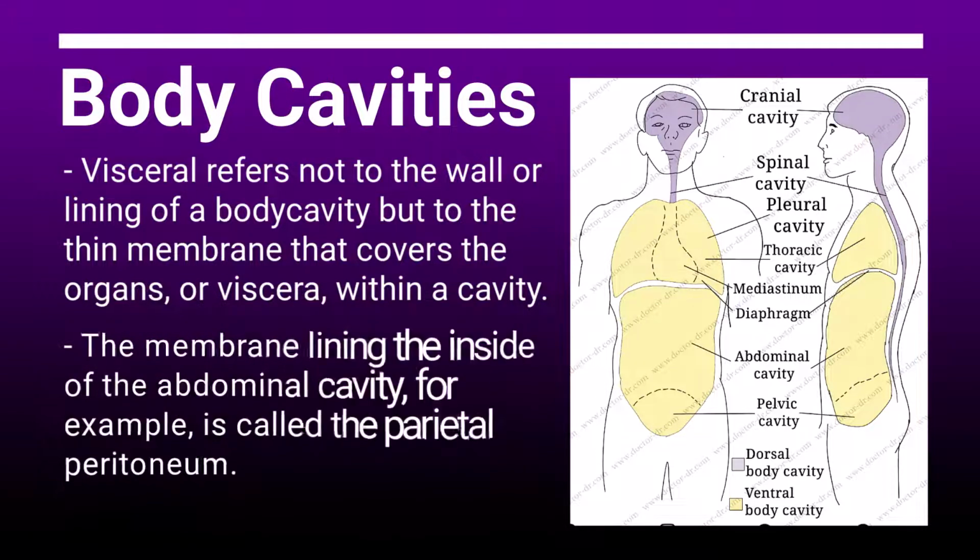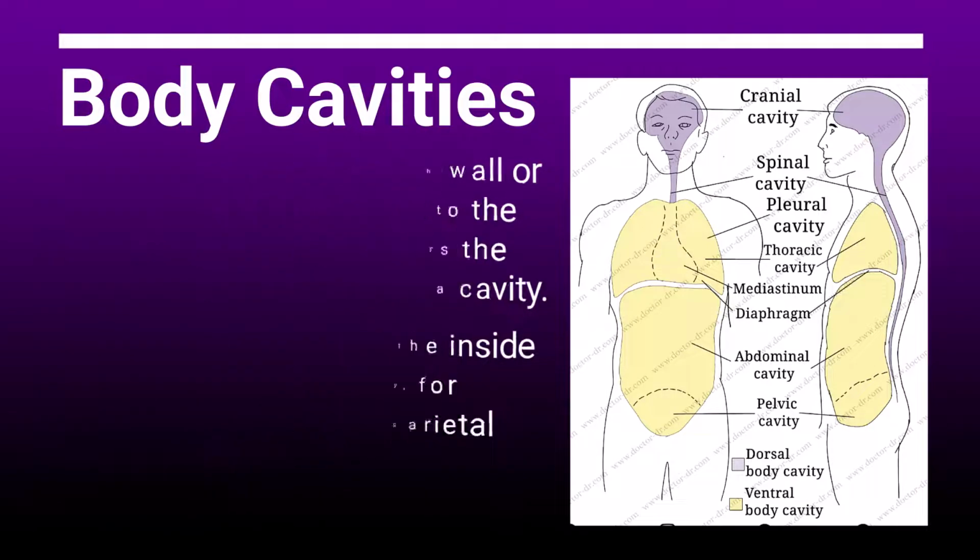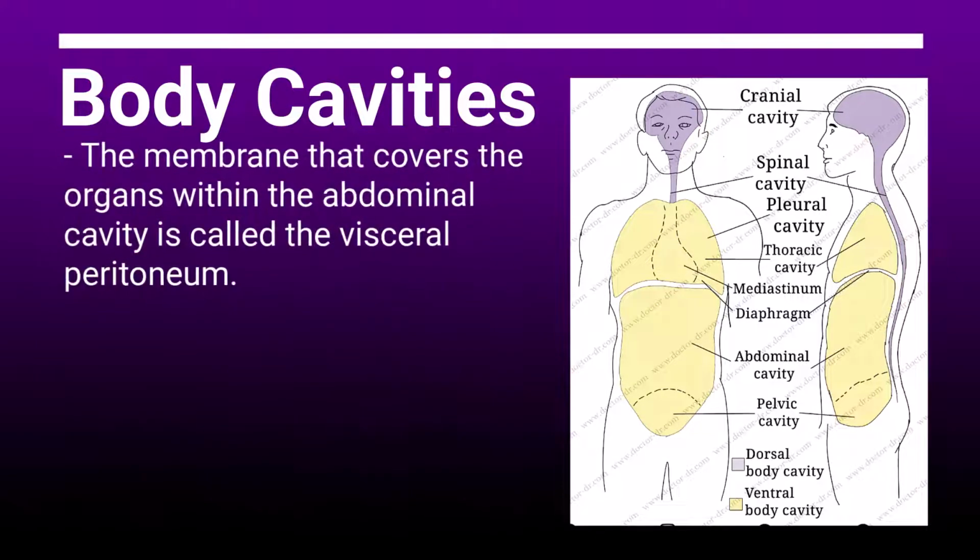The membrane lining the inside of the abdominal cavity, for example, is called the parietal peritoneum. The membrane that covers the organs within the abdominal cavity is called the visceral peritoneum. The space or opening between the two membranes in the abdomen is called the peritoneal cavity.